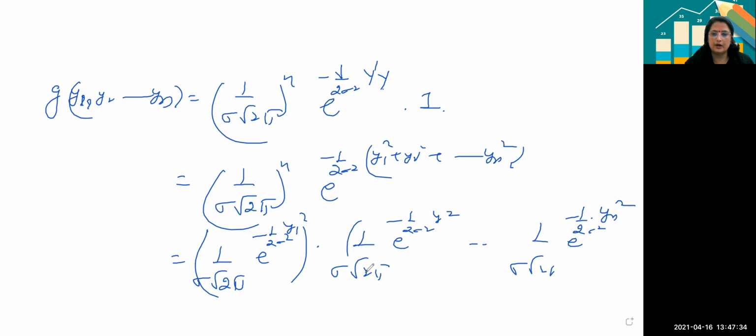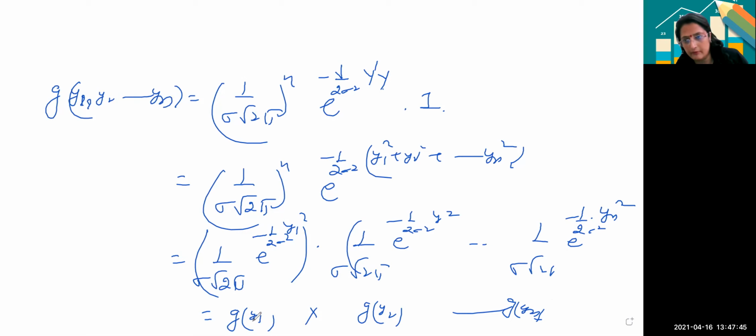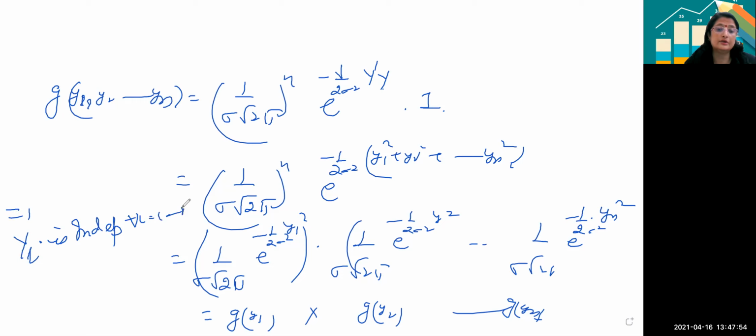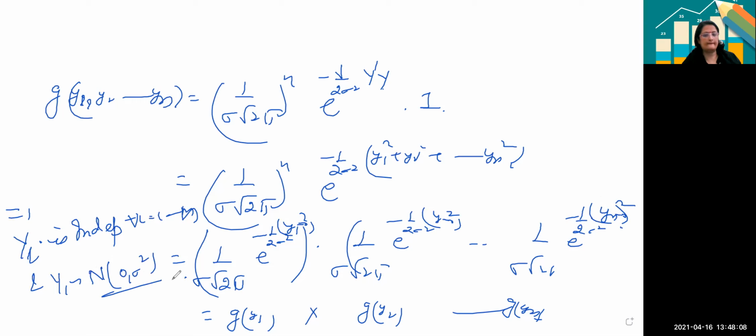So it means the joint is g of y1 into g of y2 into g of yn. So the joint PDF is converted into the product of marginals. It implies each yi is independent for all i equal to 1 to n. And yi follows normal distribution. What is the mean here? It is 0. You can write over here minus 0 whole square. You can write like that. So 0, sigma square, right? So this is one of the theorems based on linear orthogonal transformation.